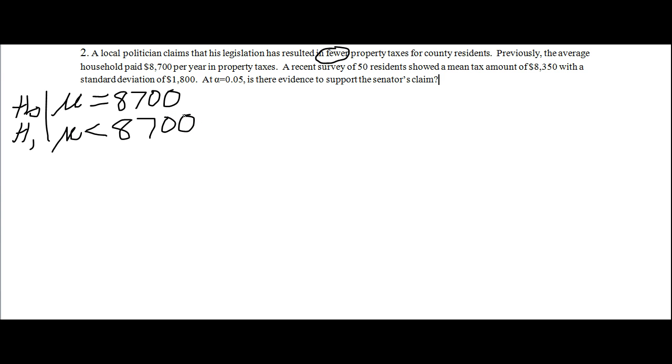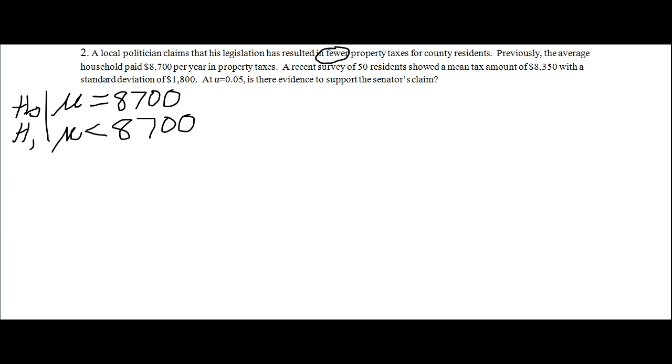So again, I'm going to find my test value. The first difference between the last example and the current one is that now we have a left tail test, because of the word fewer. That's the key right there. In the previous example, it just said different. Now we're saying fewer. So that's the first difference. Now the second difference is right here.